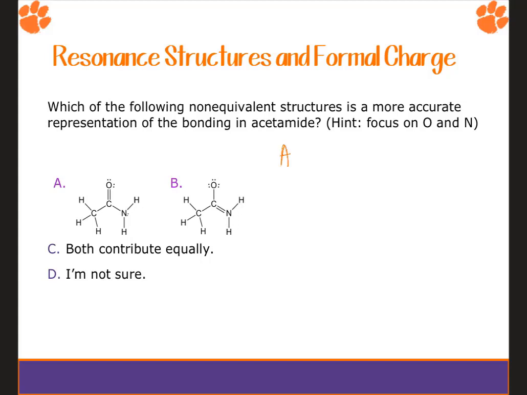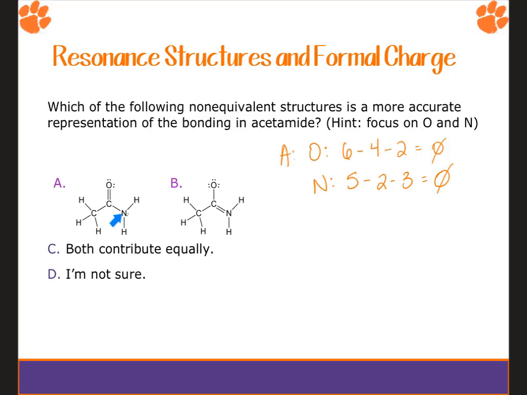So for structure A, let's look at our formal charges. We'll start with oxygen. Oxygen, again, has 6 valence electrons. It has 4 lone pair electrons and 2 bonds in the structure. So again, we have 1, 2, 3, 4 lone pair electrons, 1, 2 bonds. That gives us a formal charge of 0 for that oxygen. For nitrogen, still 5 valence electrons. We have 2 lone pair electrons and 3 bonds, giving us a formal charge of 0.